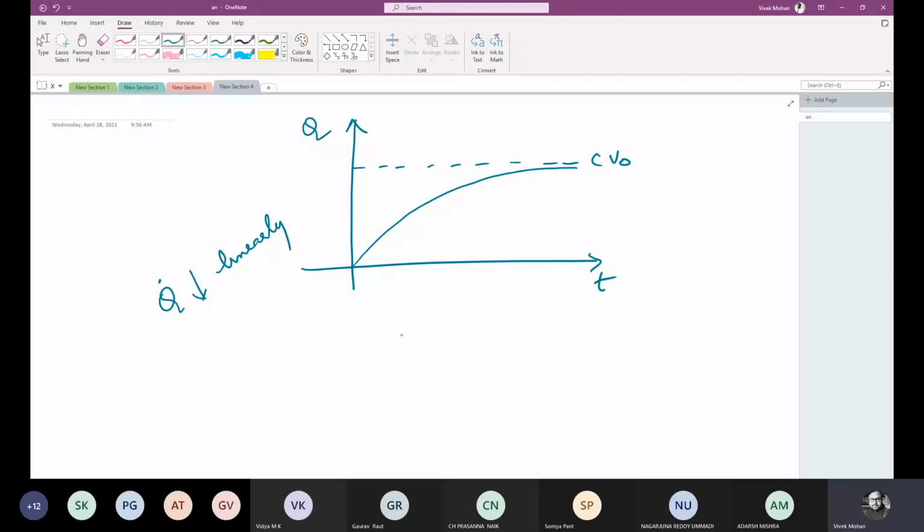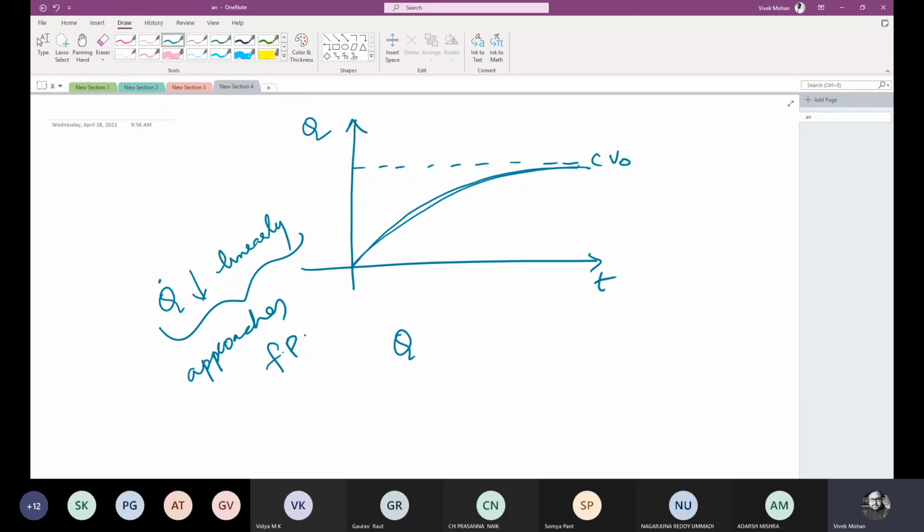Q dot decreases linearly when it approaches the fixed point. Therefore, Q of t is increasing, and it is concave down. So here Q of t is increasing and it is concave down.